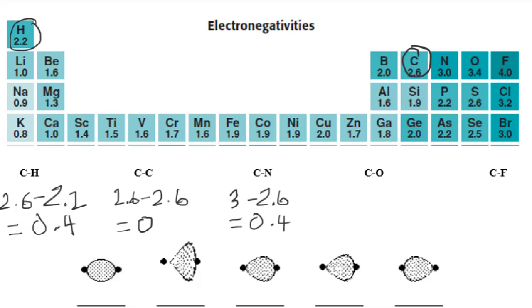Carbon-oxygen. Oxygen is 3.4 minus carbon, 2.6. What does that equal? That equals 0.8. And then finally the carbon-fluorine. Fluorine is 4. Again, I want a positive number. 4 minus 2.6 equals 1.4. Okay, so here are the values.